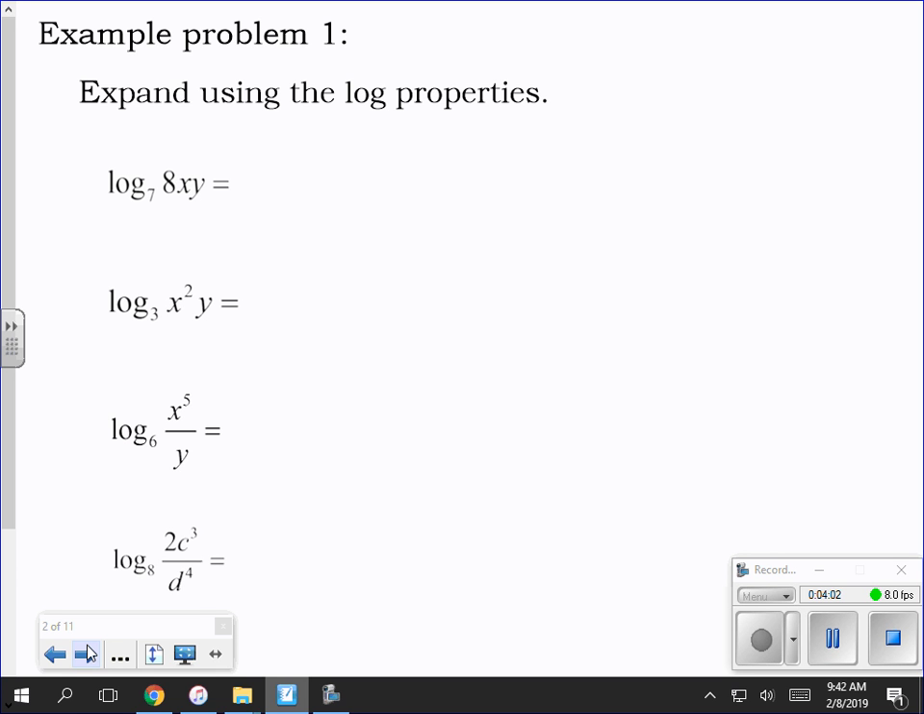So in the first problem, I have log base 7 of 8xy. That's the log base 7 of 8 plus the log base 7 of x plus the log base 7 of y. Easy enough. Would it just be 8x, or is x a different variable? Like, wouldn't it just be log base 7 of 8x plus log base 7 of y? Because I want to split everything up. Okay, because 8xy is 8 times x times y, right? Yeah, everything.